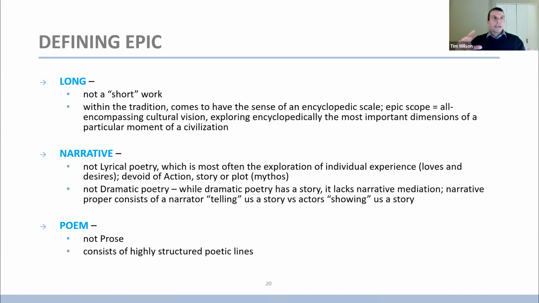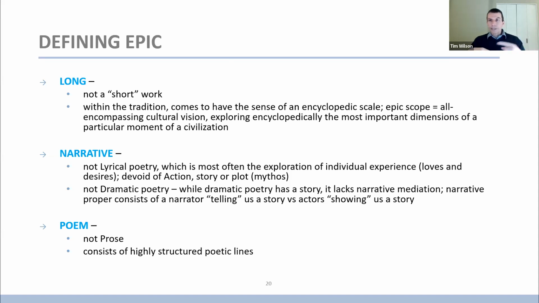And within the tradition, epic has a lot of different connotations for us today. Epic can mean just big, right? Like, well, that was epic, or kind of larger than life. Within the tradition, because it was long and encompassed a lot of dimensions of the story, it came to have this sense of encompassing, in an encyclopedic sense, the important elements of that culture. It kind of wrapped up that culture and provided it with a unifying vision, so to speak, of what was important to that culture, what's to be valued in that culture. So point one, it's long, not short.